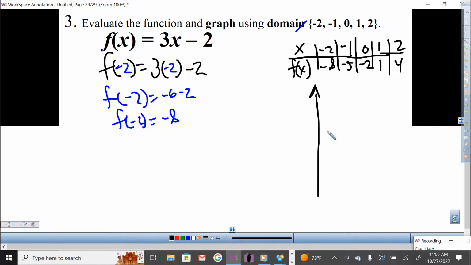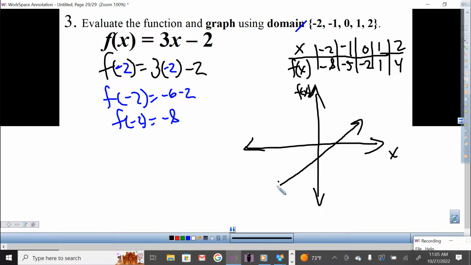And then our graph, this is our x. This is our f of x. And our graph should have been somewhere like that, and it's going through the -2 of y. Double check that. All right? All right, set that aside.